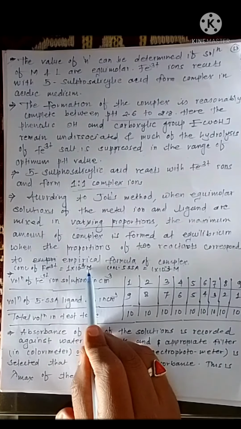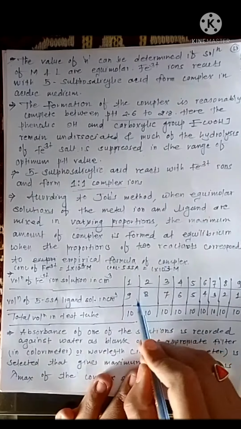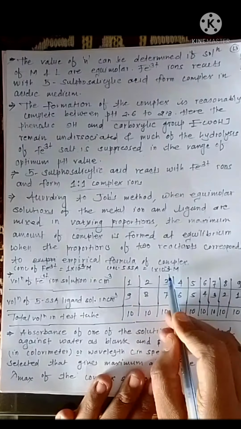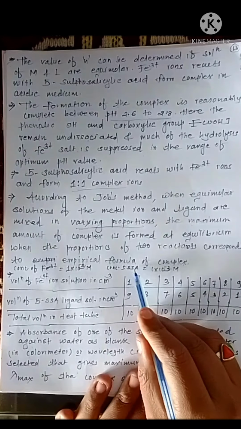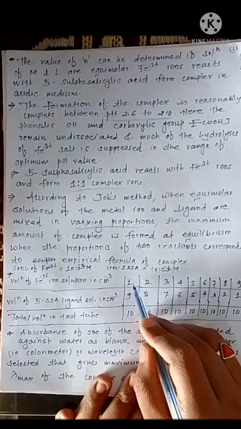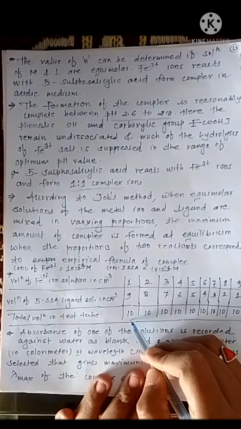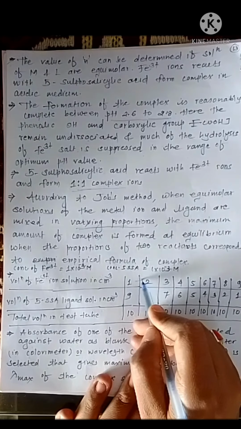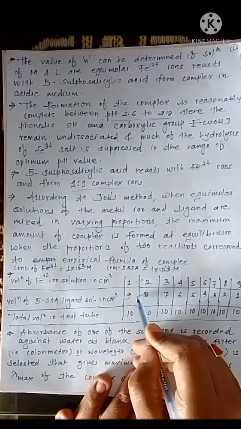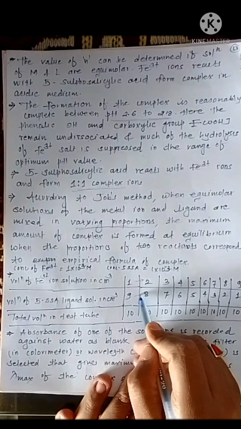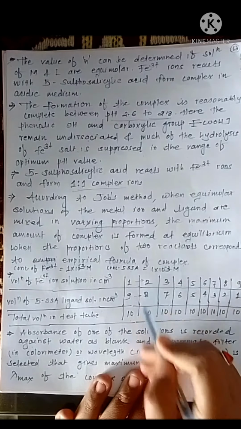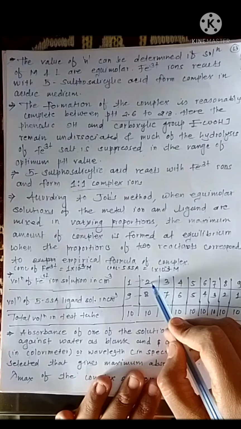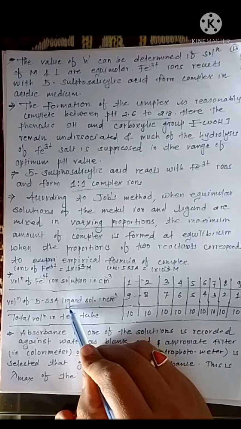So now just see in this table, in the first test tube we take 1 ml of 10 raised to the power minus 3 molar Fe3+ solution, and we take 9 ml of 10 raised to the power minus 3 molar 5-sulfosalicylic acid solution in that test tube. So the total volume of your first test tube is 10. In the second test tube, we increase the volume by 1 ml of Fe3+ solution, while we decrease 1 ml volume of your sulfosalicylic acid solution.